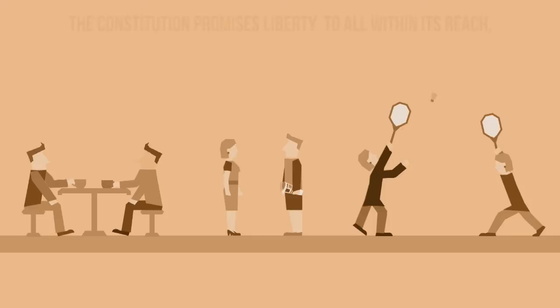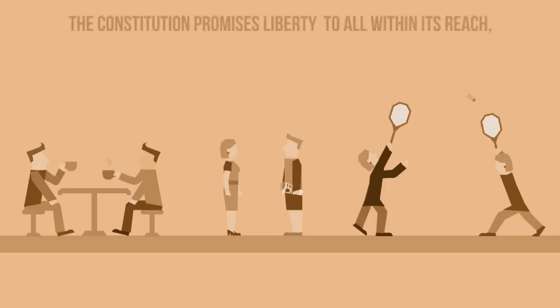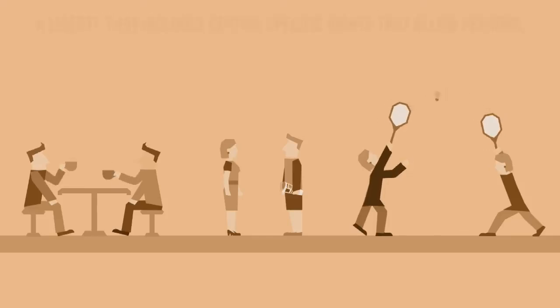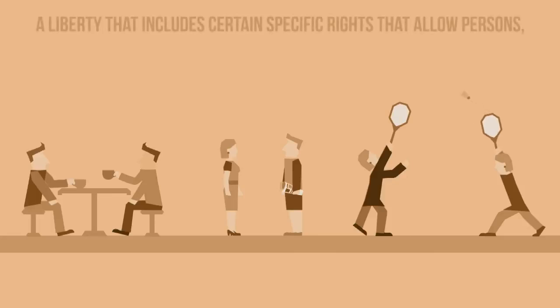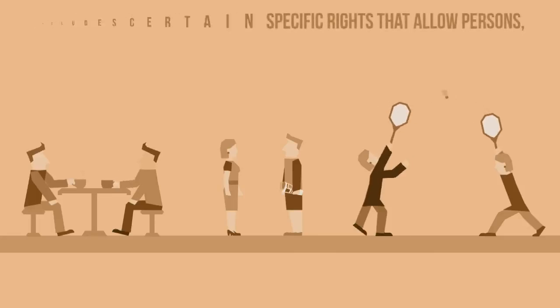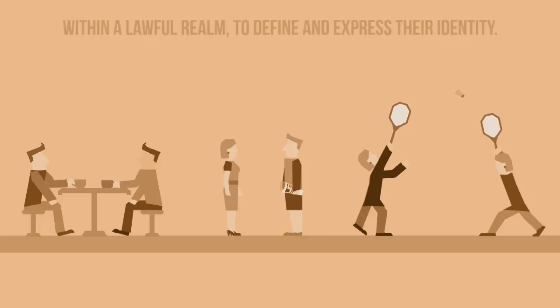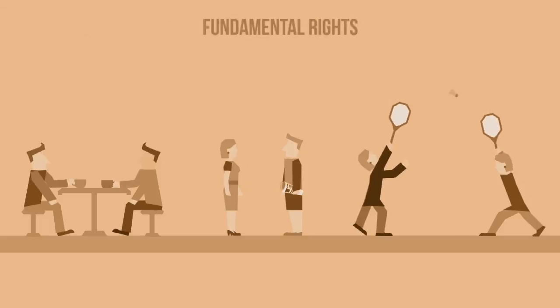Because the Constitution promises liberty to all within its reach. A liberty that includes certain specific rights that allow persons within a lawful realm to define and express their identity. These certain specific rights are called fundamental rights, and they're beyond the government's reach. One of the Supreme Court's roles has for a long time been to identify these rights.